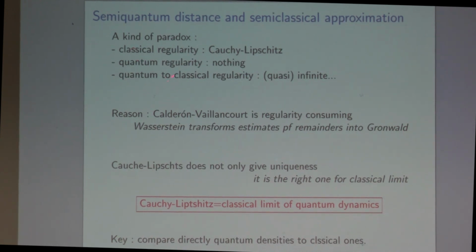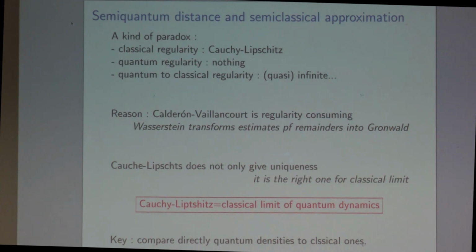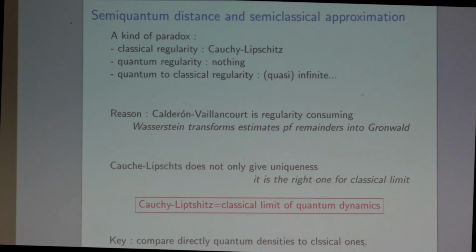At the quantum level, you don't need any regularity. For example, consider a Schrödinger operator with a potential which is just bounded, whatever its regularity. You still have the dynamics, the operator is self-adjoint, etc. And in fact, when you pass from quantum to classical, you need a regularity which is quasi-infinite.